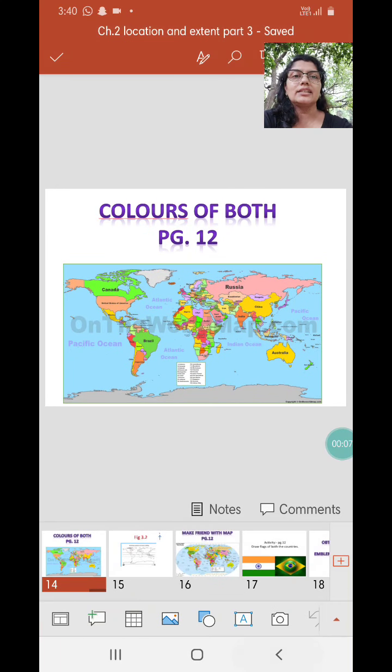We are studying Standard 10 Geography, Chapter 2, Location and Extent. So far we have completed location, extent and boundaries of Brazil and India. We've also completed the historical background of both the countries. Today we are on page 12, and you need to do the activity that is given here.